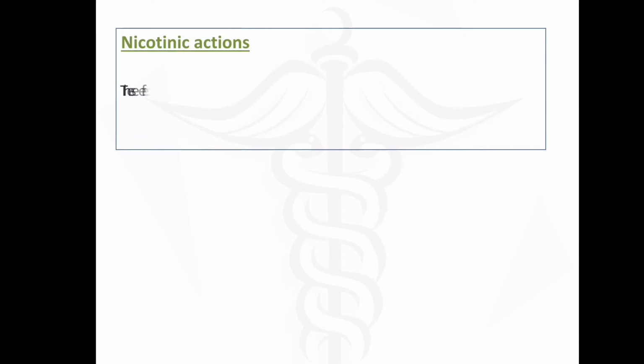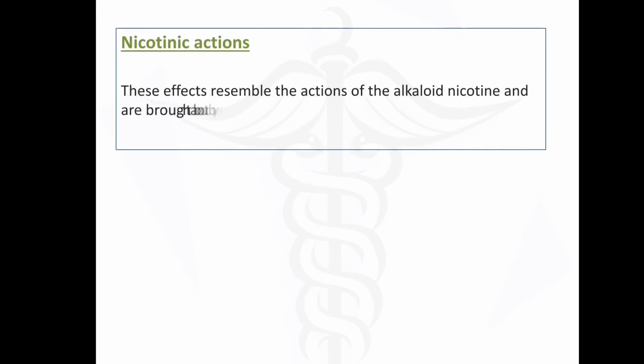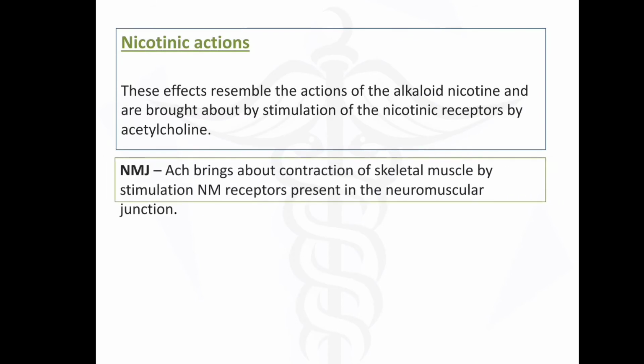Next, let us see the nicotinic actions of acetylcholine. These effects resemble the action of alkaloid nicotine and are brought about by stimulation of nicotinic receptors by acetylcholine. So its first effect is in the neuromuscular junction. Acetylcholine brings about contraction of skeletal muscle by stimulating NM receptor present in the neuromuscular junction. Large doses cause persistent depolarization of skeletal muscle, which may result in paralysis. Again, an ADR to be noted down here, that is adverse drug reaction.